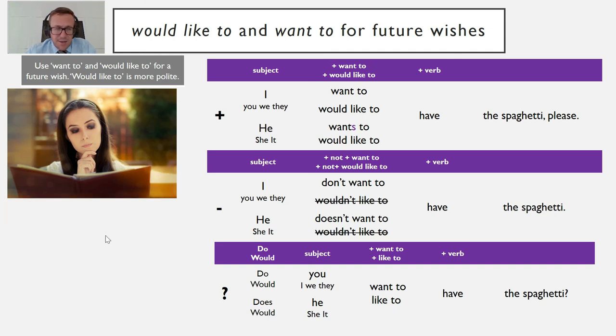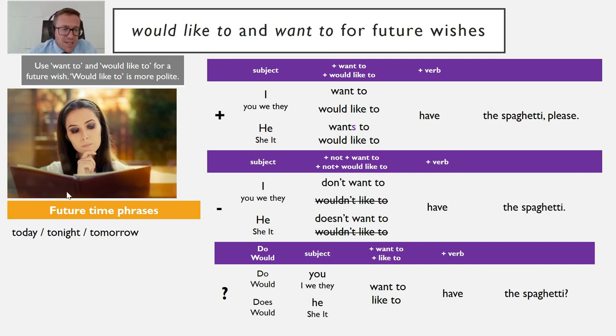Now for future time phrases, this actually covers going to as well. These were some of the ones you saw in this unit. Future time phrases you might have are today. Today can be in the future. You could say, I want to have the spaghetti today, please. Like it's still the same day, but it's in the future today. Tonight, tomorrow, tomorrow morning, tomorrow afternoon, tomorrow evening, this afternoon, this weekend, this month. So again, like today, it's in the same month, but you are using this for some time in the future. Then we have next week, next month, next summer, next year.